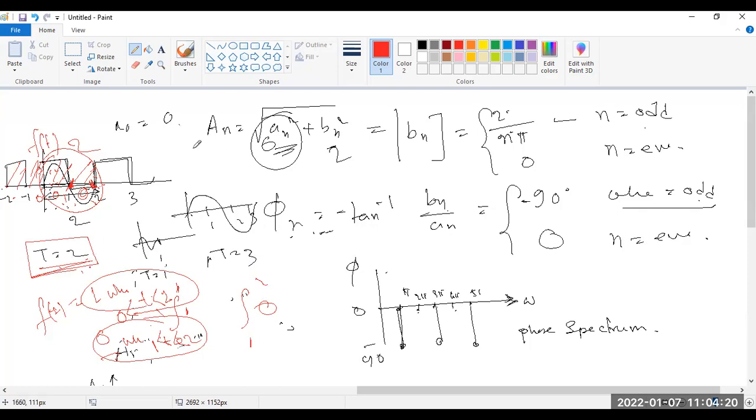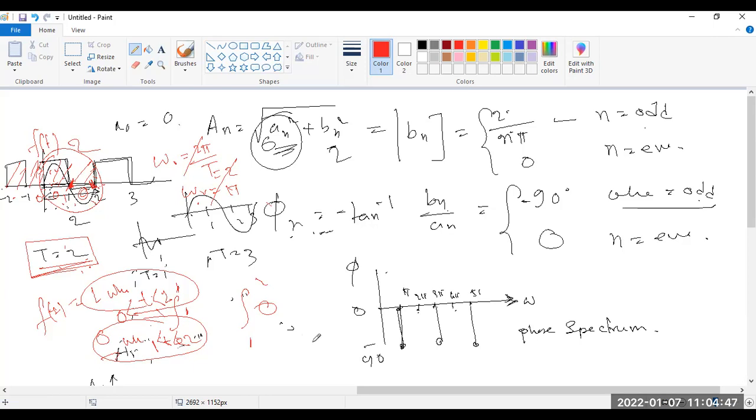Okay, and we know the formula. What is omega? The fundamental omega is 2 pi by T. This is your formula. If we put T equal to 2, then it cancels, so omega becomes pi. So I always write down omega as pi. In this case no signal equation was given, just one picture was given. From this picture we have to analyze this.